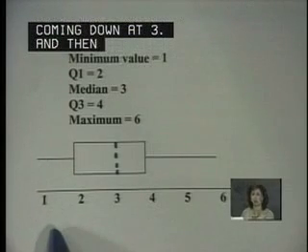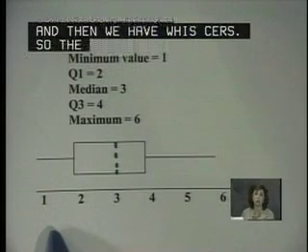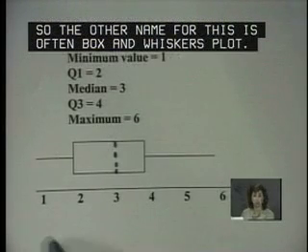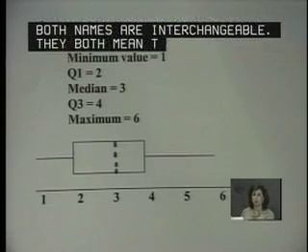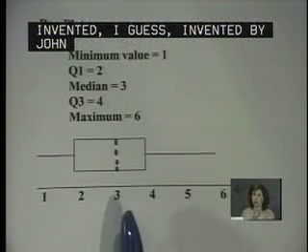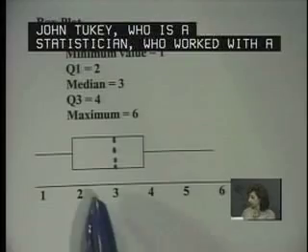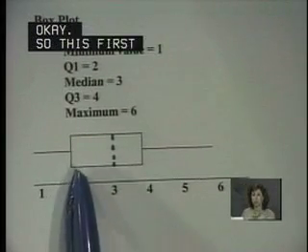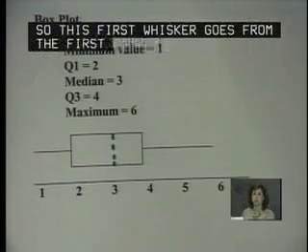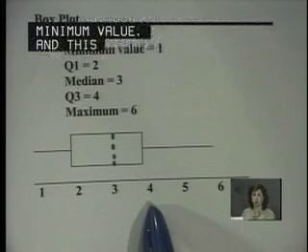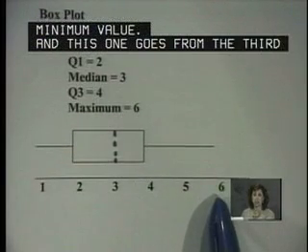So the other name for this often is box and whiskers plot, and both names are interchangeable. They both mean the same thing, and they were both invented by John Tukey, a statistician who worked with a lot of displaying of data. Okay, so this first whisker goes from the first quartile down to the minimum value. And this one goes from the third quartile up to the maximum value.